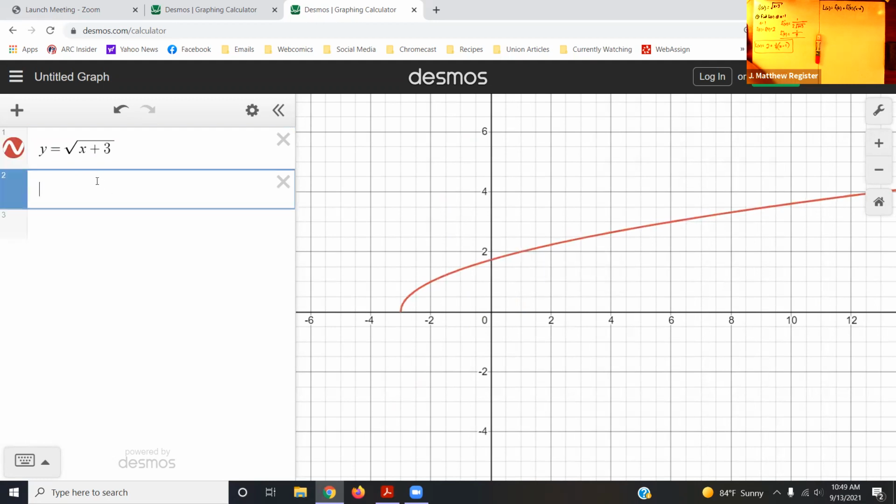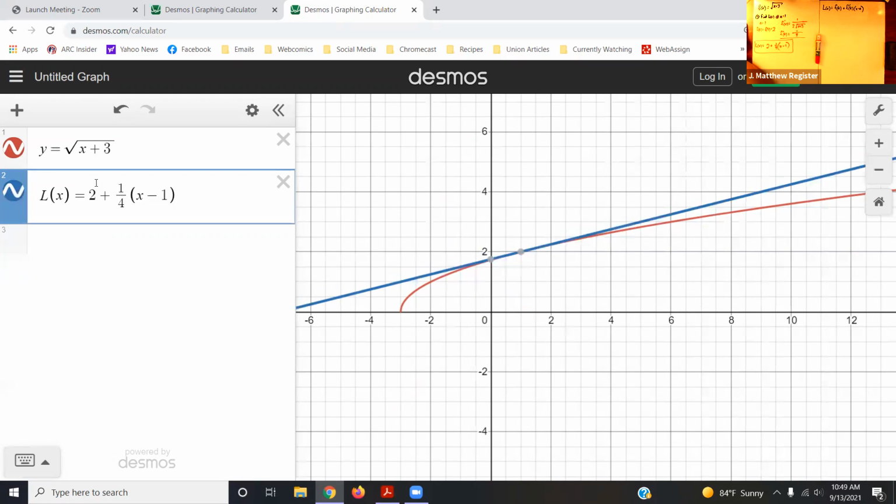And so our linearization L of x is equal to 2 plus 1/4. I am not good at typing today. X minus 1. And sure enough, those two curves meet at the point (1, 2).